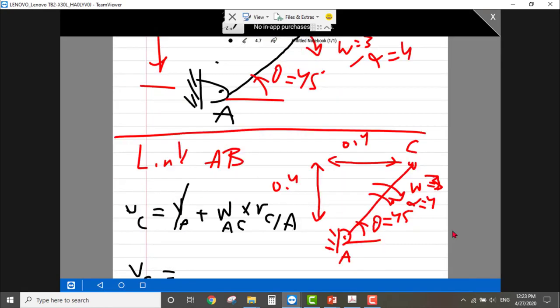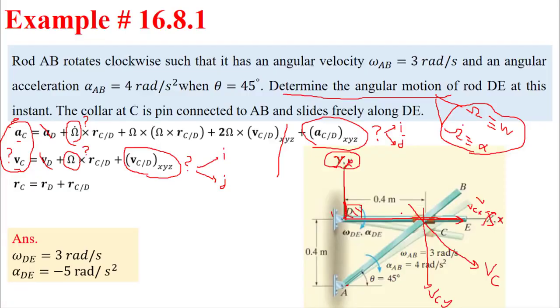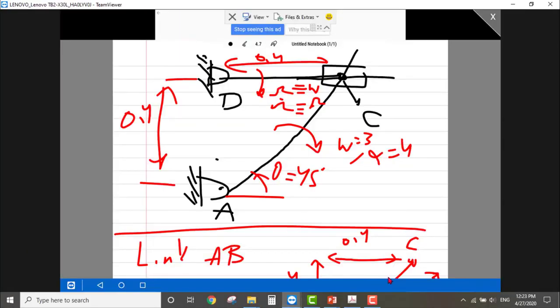So here is the problem. VC is equal to omega C. Now, because we choose the x coordinate system like this, here is the positive direction x, and this is the positive direction y. And as we used to do, the positive direction is counterclockwise. Okay, you can choose it clockwise, not a big deal.